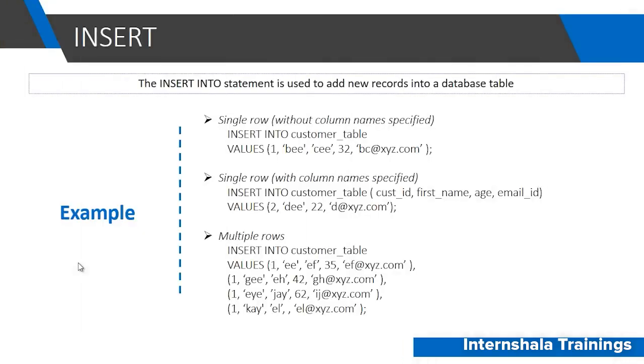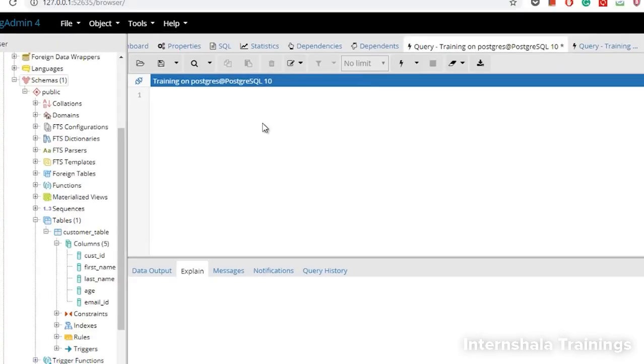If we want to insert a single row without mentioning the column names, this is how we do it. We write insert into table name, which is customer table, and then the values, which will have customer ID, first name, last name, age, and email ID of that particular customer. Now let us go to pgAdmin and run this SQL command. This is my SQL query tool.